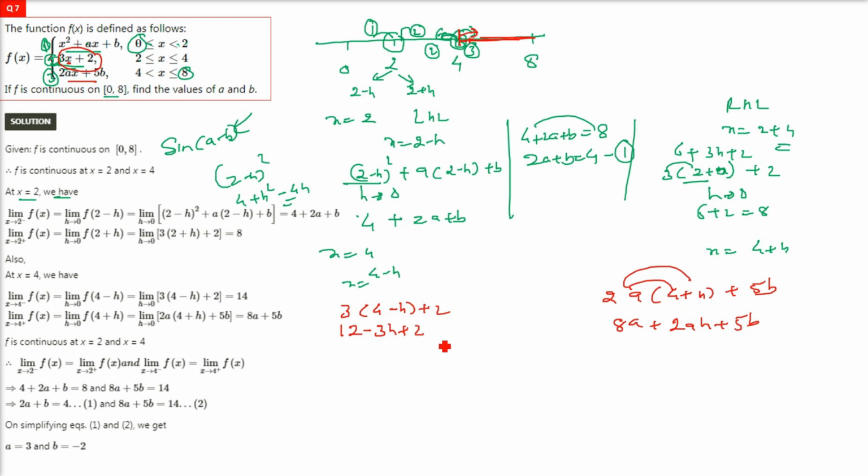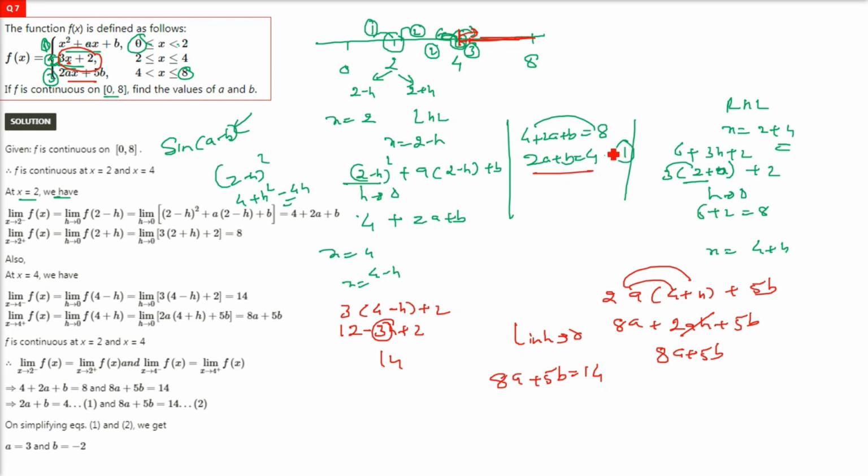So this is limit h tends to 0. Let's apply it on both the sides. 3h will be 0, 12 plus 2 is 14. Here 8a plus 5b by 2h is going to be 0. So we get 8a plus 5b equals 14. Now this is the second equation. The first equation was 2a plus b equals 4.